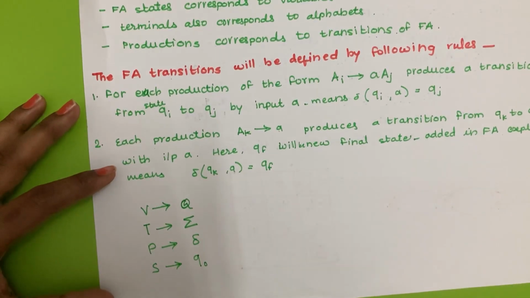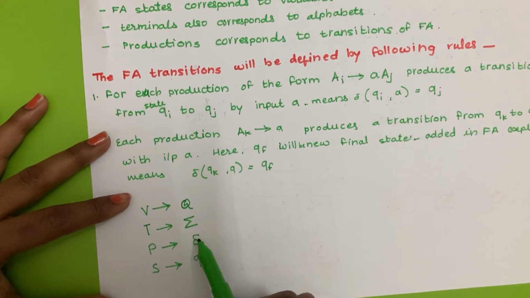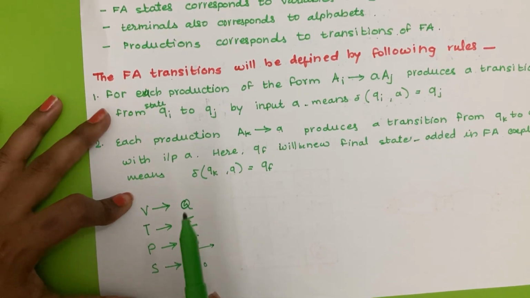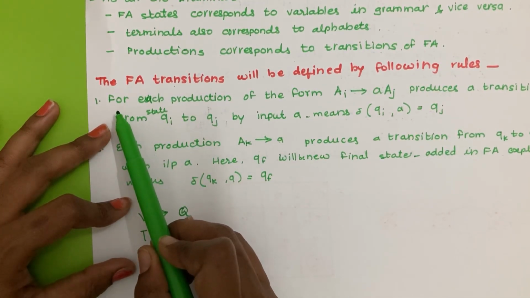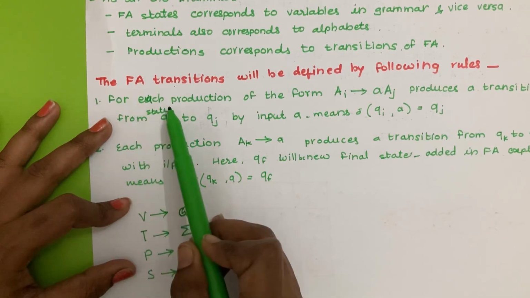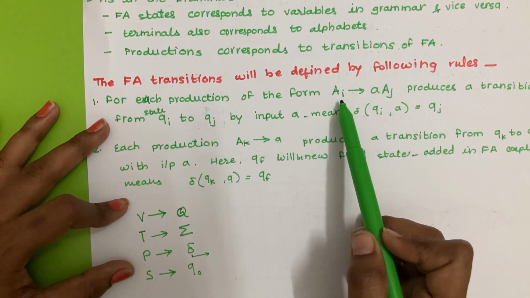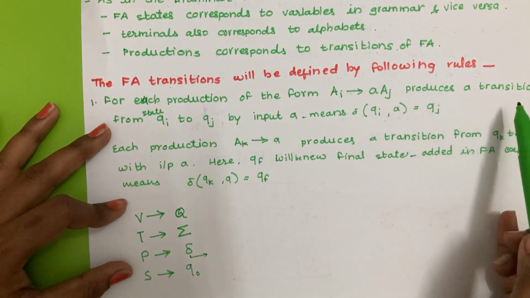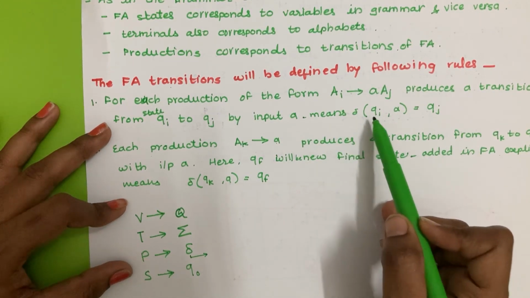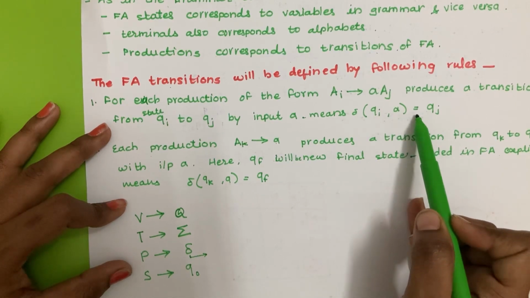Now we will get all the tuples, but we have to find the exact transitions from the given productions. There are 2 rules to find the transitions from the given productions. So the first rule is what? For each production of the form Ai tends to small a Aj, that will produce a transition of the form delta of qi comma a is equal to qj.